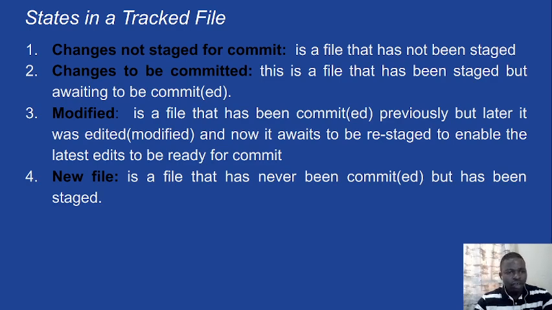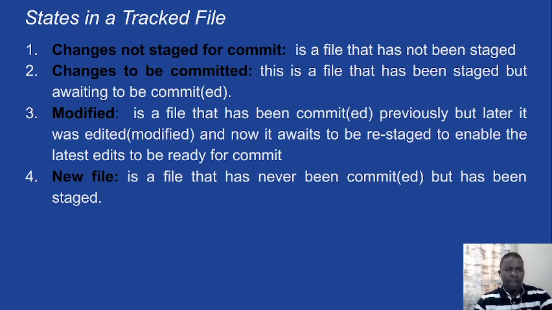The next one you have is changes to be committed. Changes to be committed are files that have already been staged but are waiting to be committed, waiting for you to run git commit. What is modified? A modified file is a file that has been committed previously, but later it was edited and now it awaits to be restaged to enable the latest edit to be ready for commit.